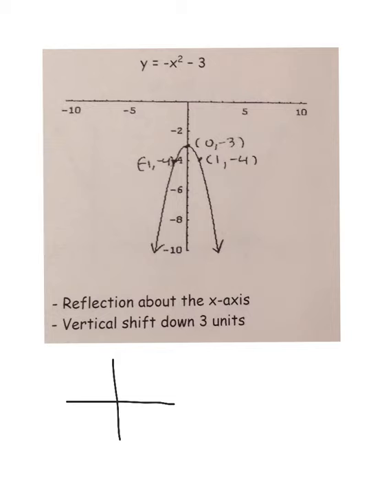Now, I notice that my quadratic normally would be like this, right? Like a smile. But I do know that I'm actually going to have a frown because of the negative in front of the x squared. Okay? So let me just draw that. So that's what the picture will look like because of the negative in front of the x squared.